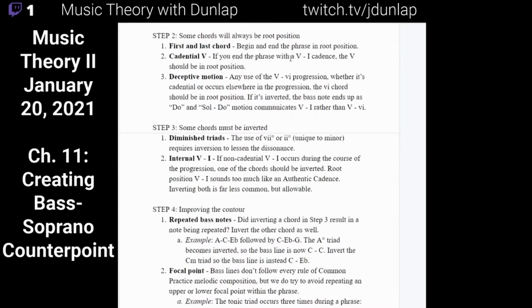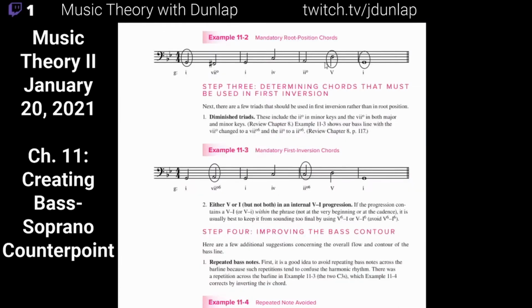Next, if you end a phrase with 5-1, 5 should also be root position. So what they've done here is they've circled this scale degree 5. We're not going to move it. So these 3 notes that are circled, we're not moving them because it's the first and last chord of the phrase, and also 5-1 means root position 5.